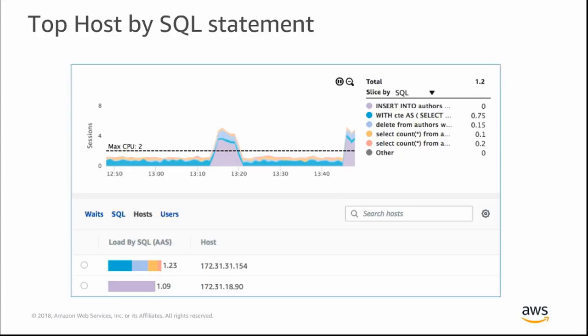Now, if I look at these servers, they have about the same load on them, just a little over 1 AAS, but the load profile is completely different. The bottom server is only running that one SQL statement, that insert into authors. And the top host is running a bunch of different SQL statements that aren't being run on the first host. So here I can see that something's different. Maybe my rollout of code to the application servers didn't go correctly, and one application server has the wrong set of code, or my load balancing isn't working correctly. So this is a good way to verify how the load is balanced across my application servers.